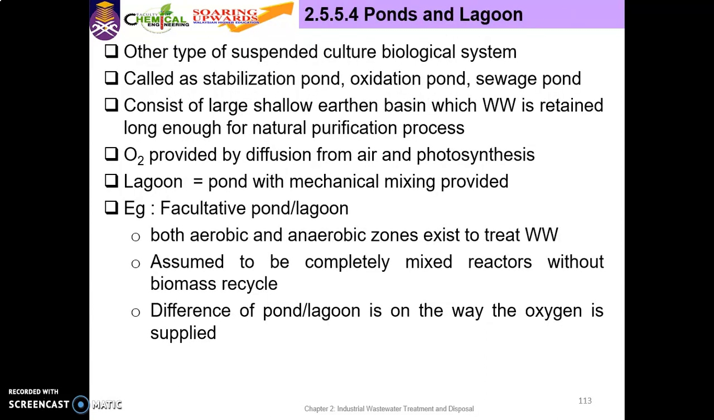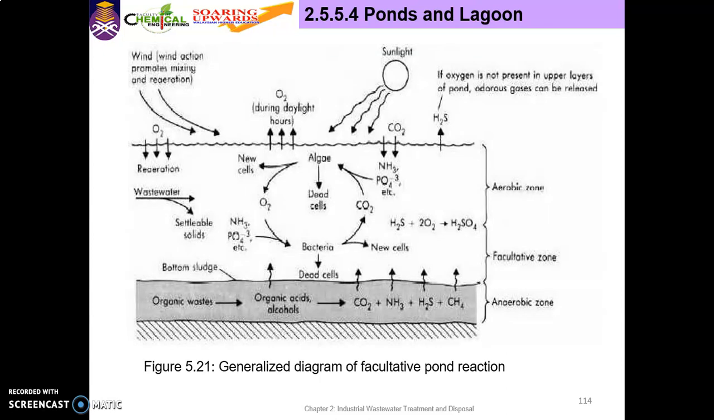So this is the suspended culture system. For example, we can use ponds and lagoons. Just dump everything in the pond, and the biological process will occur. At the bottom is the bottom sludge, like a layer of sludge. Here is the anaerobic zone, in the middle is the facultative zone, and at the top is the aerobic zone, because it is near the air, so aeration can happen here.